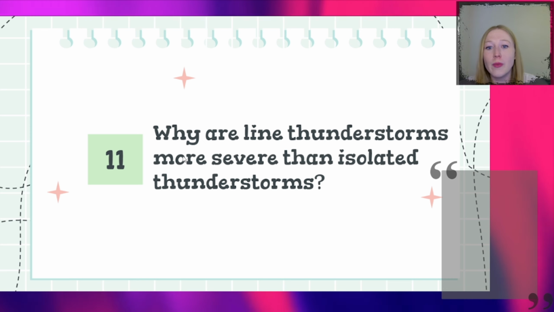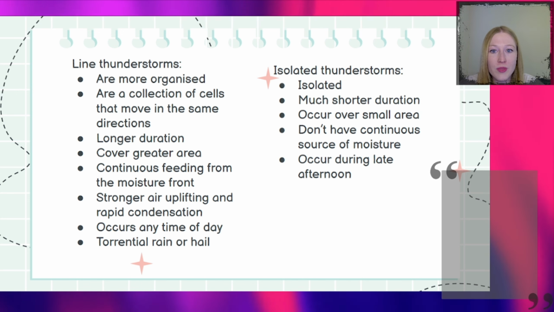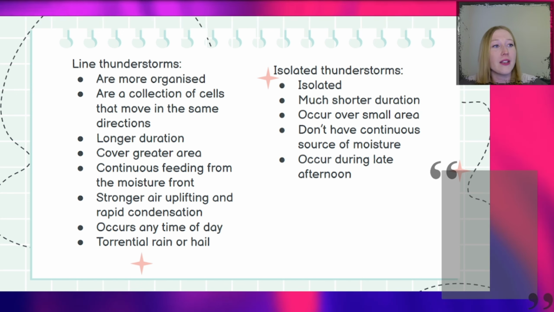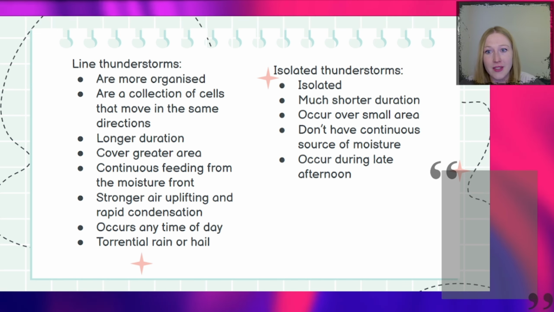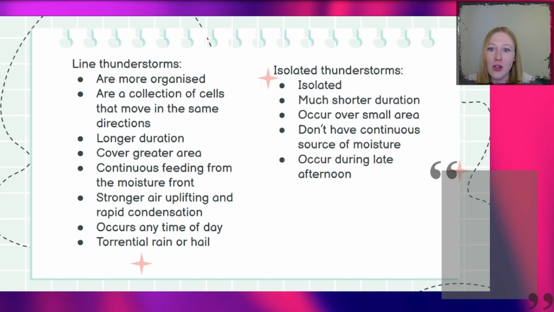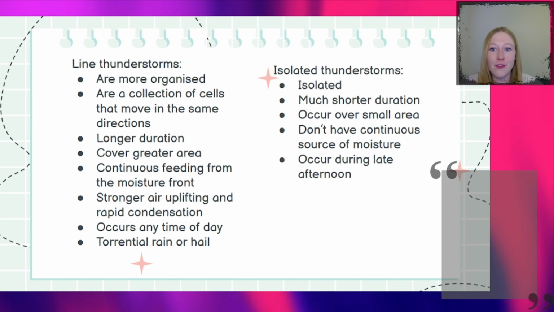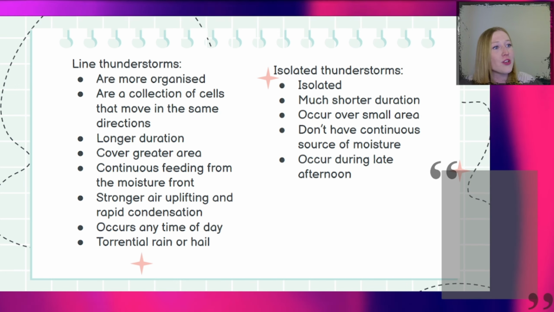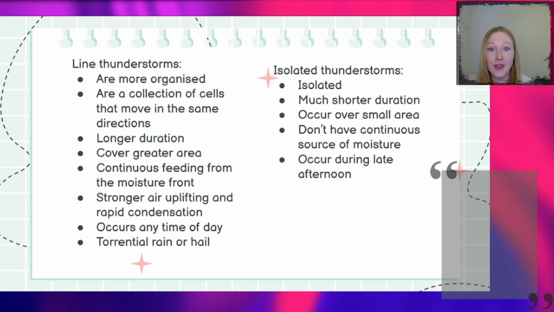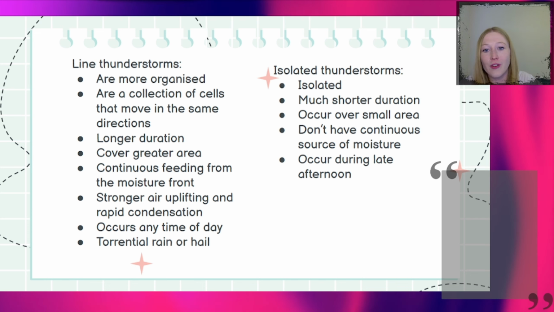Now, in this question, they just wanted to make sure that you understand the difference between a line thunderstorm and just a regular isolated thunderstorm. Well, the line thunderstorms, because you have so many, they tend to be a lot stronger. You have this collection of cells, this collection of thunderstorms all happening at the same time. They tend to last much longer. They cover a much bigger area. They are just continuously fed and fueled by the moisture coming in from the South Indian high pressure. So we just have this constant strong uplifting of air, constant supply of moisture and fuel, so it can just keep on going for days.